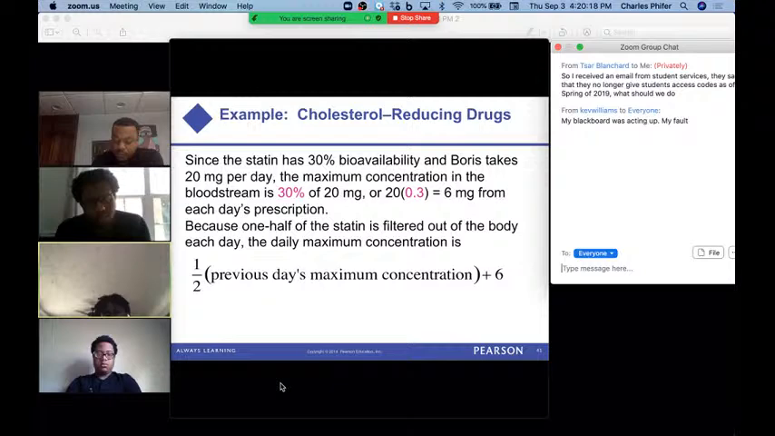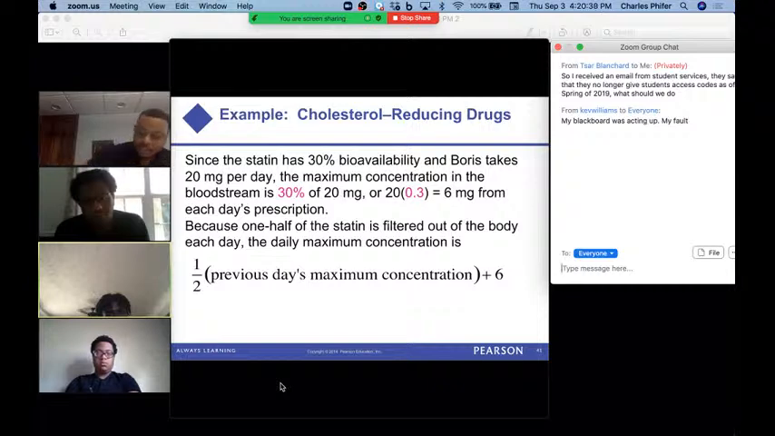So however much he had the previous day, half of that's going to persist, plus the additional 6 that he takes for that day. So let's think about this. If we let X be day 1, the previous day was 0 because he didn't take any. So at the end, the maximum concentration in the day would be 6 milligrams for day 1.